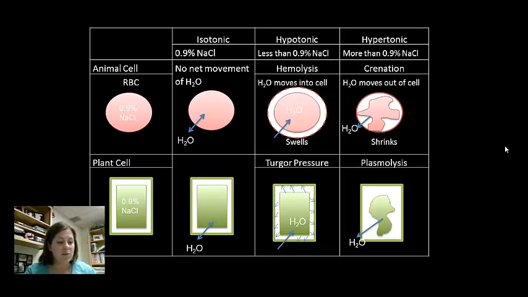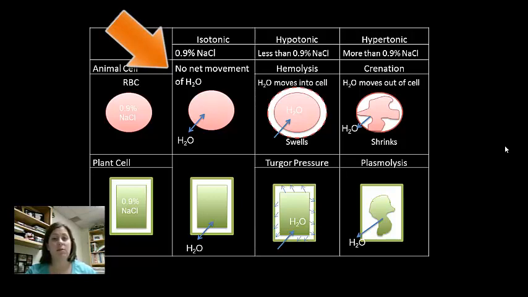Your next bullet says, know what happens to a cell placed in an isotonic, hypertonic, and hypotonic solution. Know the scientific terms. Again, guys, this comes straight out of your notes. Now remember, in an isotonic solution, iso means that everything is equal. So the cells are happy, whether they're plants or animals, they're just staying normal.